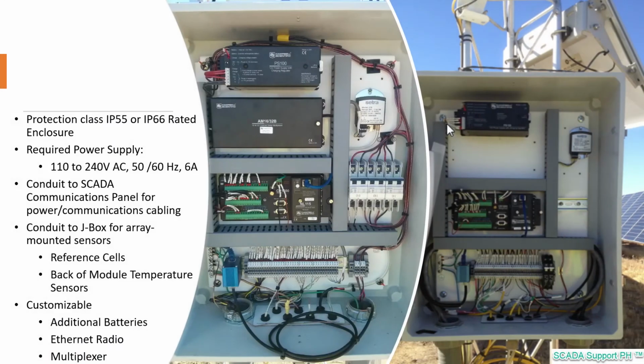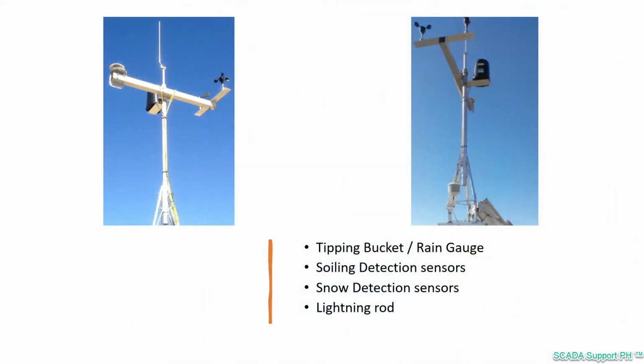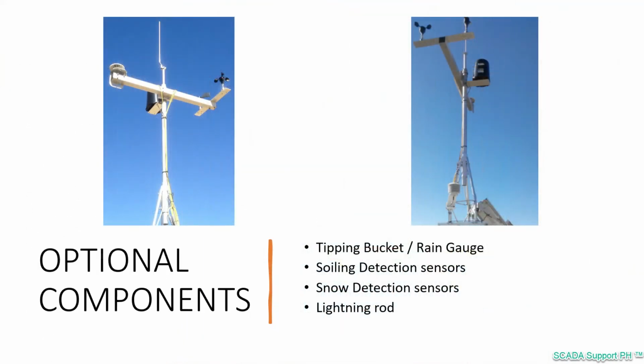To protect our equipment from wear and tear due to dust, moisture, high temperature, as well as pests and other animals, we would need a met station enclosure that has an IP55 or IP66 protection class rating. Some other optional components would include a rain gauge, sensors for soiling and snow, as well as a lightning rod to protect the MDAS from the harmful electrical discharge of a lightning strike.